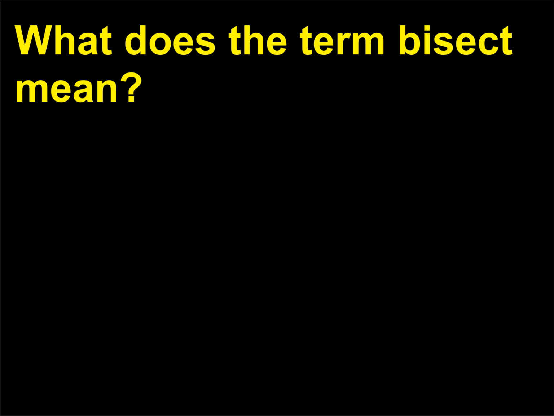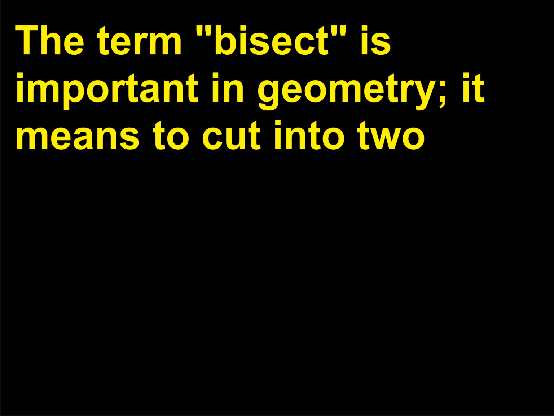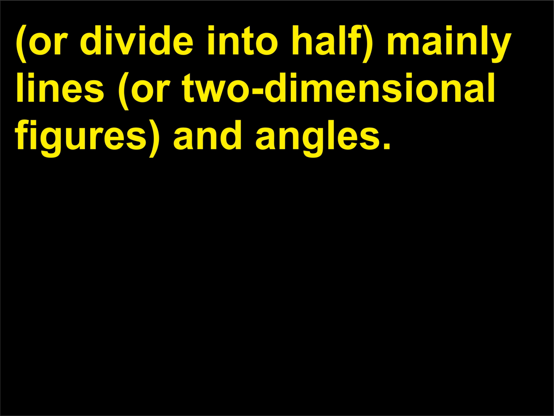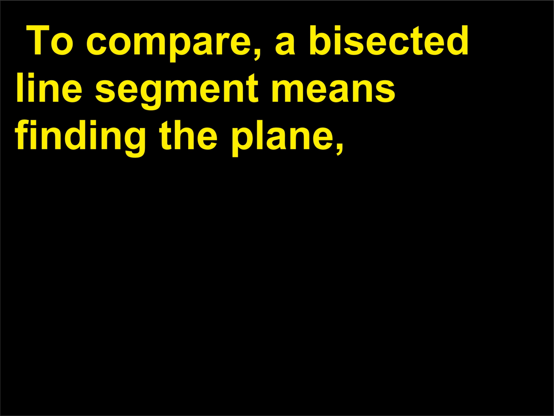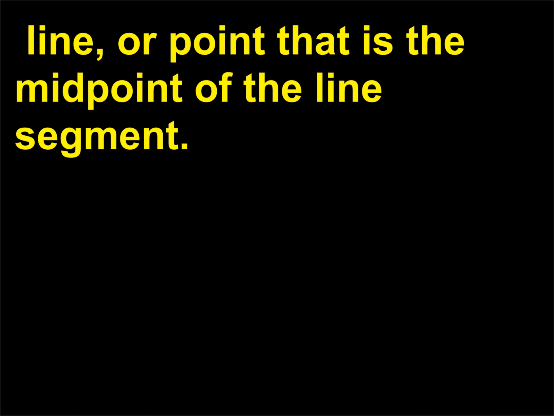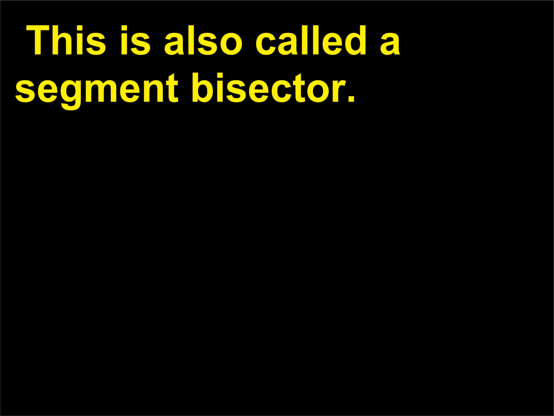What does the term bisect mean? The term bisect is important in geometry. It means to cut into two or divide into half, mainly lines, or two-dimensional figures, and angles. To compare, a bisected line segment means finding the plane, line, or point that is the midpoint of the line segment. This is also called a segment bisector.